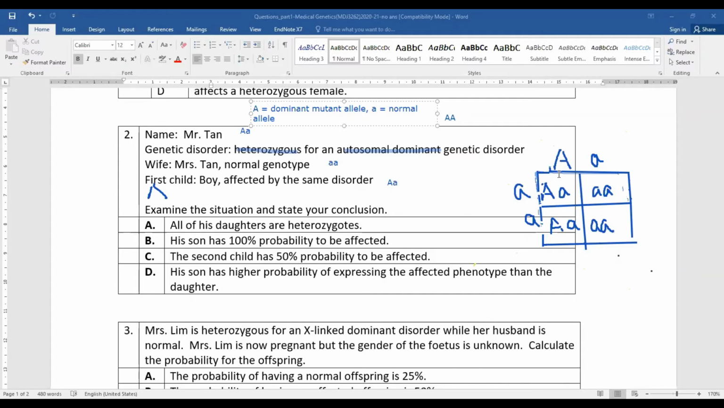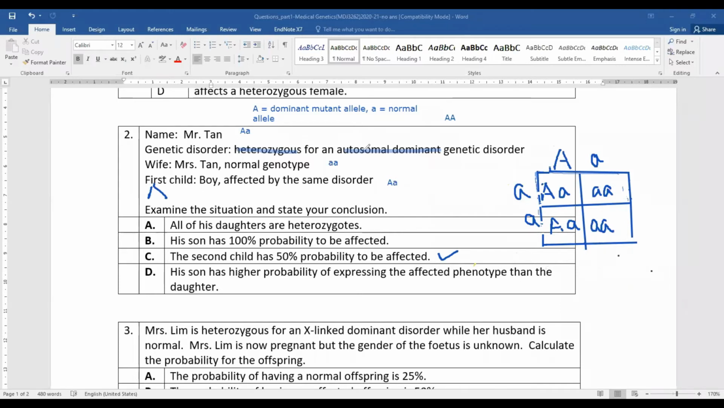So for the second boy, what is the percentage of him being affected? 25%, 50%, 75%, 100%? Which one? Anybody? 50, right? You go back to the Punnett square. This is a 50% chance. So this one is the answer. His son has higher probability of expressing the affected phenotype than the daughter.